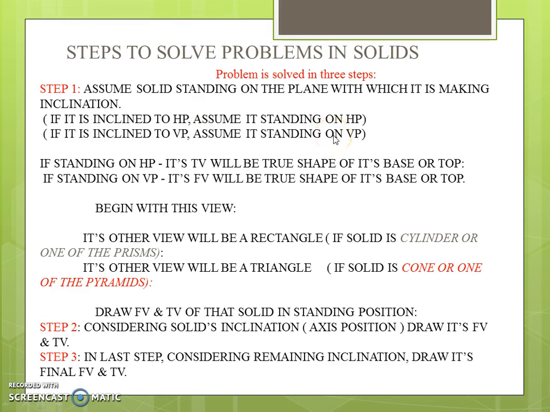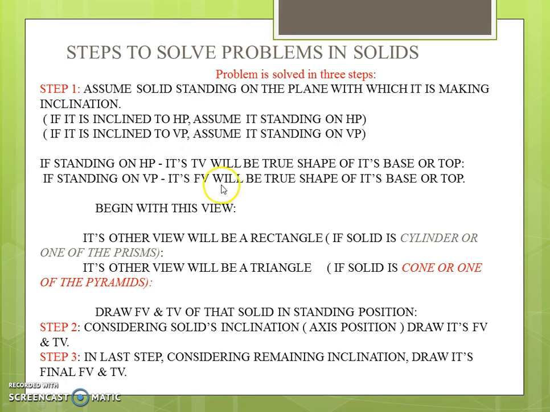Already we have discussed that if the solid is standing on HP, then the true shape of the base will lie on the top view. If it is standing on VP, the true shape of the base will lie on the front view. So according to that, if it is inclined to HP, we have to assume it is standing on HP. If it is inclined to VP, assume it is standing on VP.